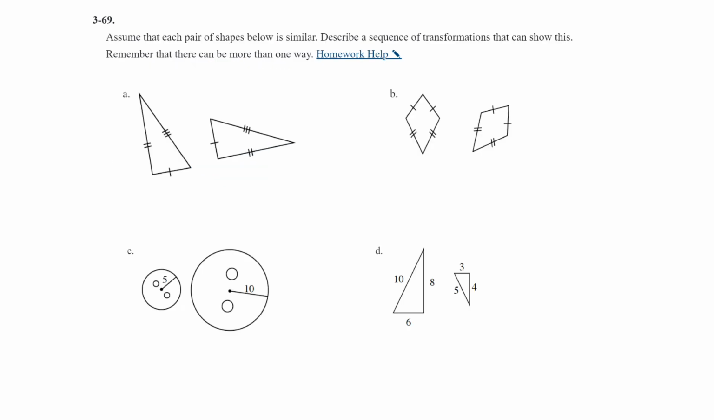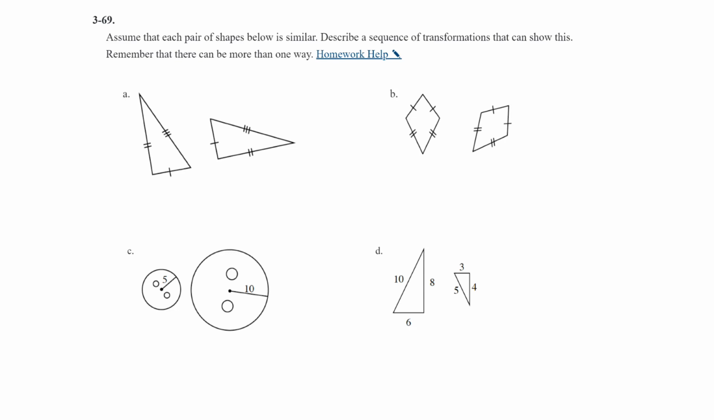Question 69. Assume that each pair of shapes below is similar. Describe a sequence of transformations that can show this. Remember that there can be more than one way. So on this one, you're really just describing those transformations, how they could look. If they are similar, there's different ways that we can do this. So just go through, look at these, think about what you can do.